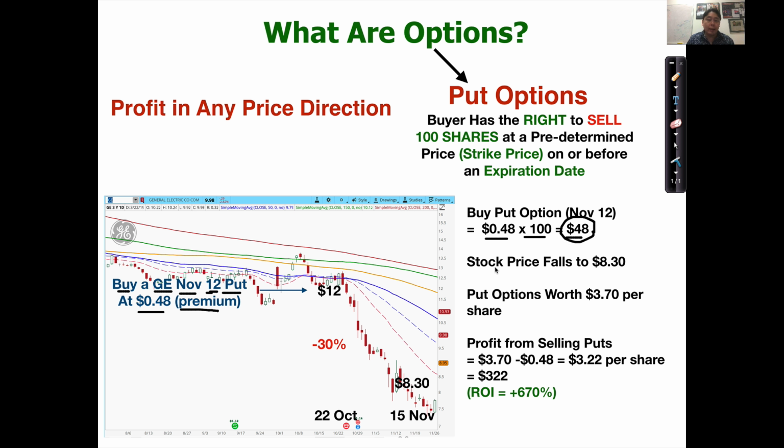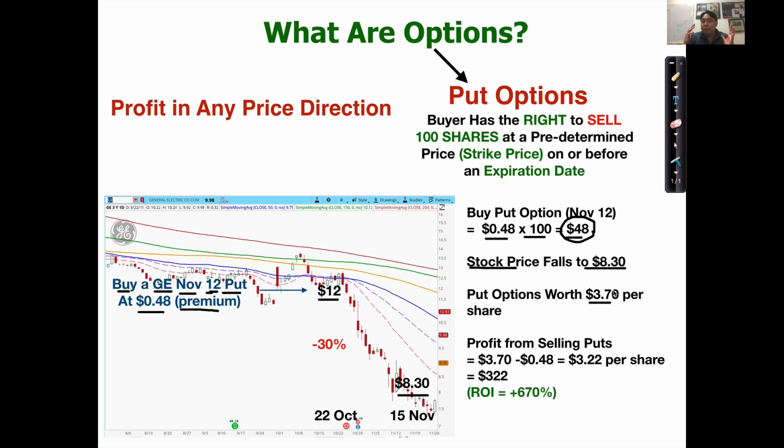So in this case, you were right, and GE shares fall from $12 to $8.30. Stock falls to $8.30. But guess what? You have the right to sell the shares at $12, but they're now at $8.30. So technically, you could borrow the shares, sell it at $12, we call that short selling, and buy it back at $8.30, making a profit of $3.70. Because $12 minus $8.30 is $3.70, which means your put options are now worth at least $3.70. We call that the intrinsic value of the put options.